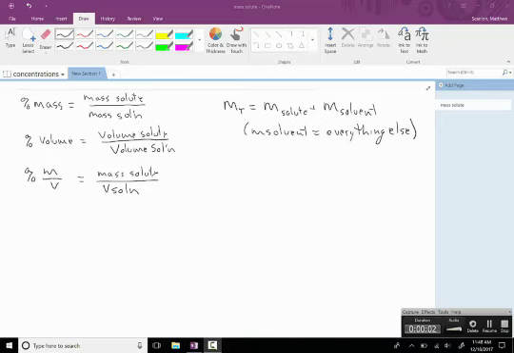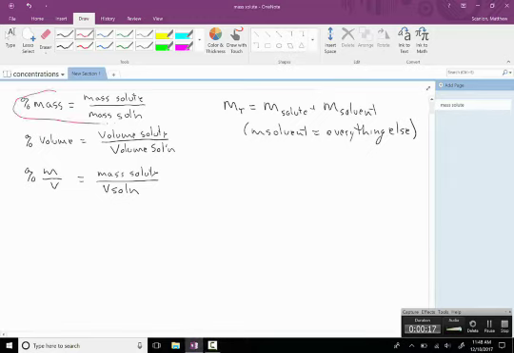Okay, we're going to talk about mass percent because that's pretty confusing to people. And we'll do a problem that converts mass percent to volume percent. We have three definitions of mass percent.